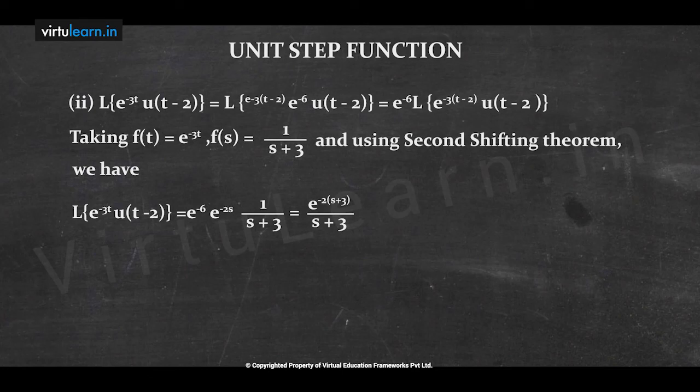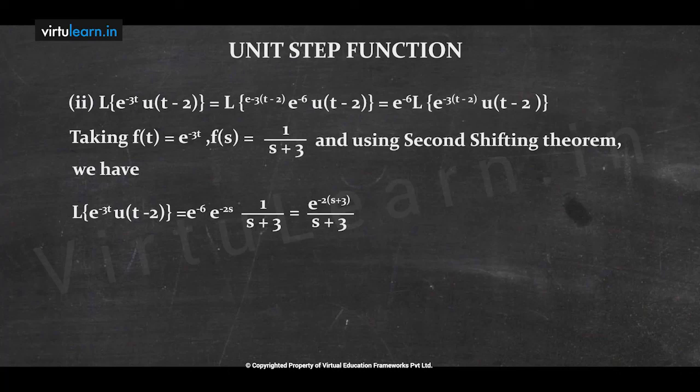Observe this one, e power minus 6 is a constant, into u of t minus 2. E power minus 6 is a constant, that's why I am writing it outside of the Laplace transform: e power minus 6 into Laplace transform of e power minus 3 into t minus 2, u of t minus 2. Now we can apply the other form of the second shifting theorem. If it is not available to compare with that form of the theorem, then we do some modification. According to that modification, I got it in the form of the other form of the second shifting theorem. Now we can apply very easily.